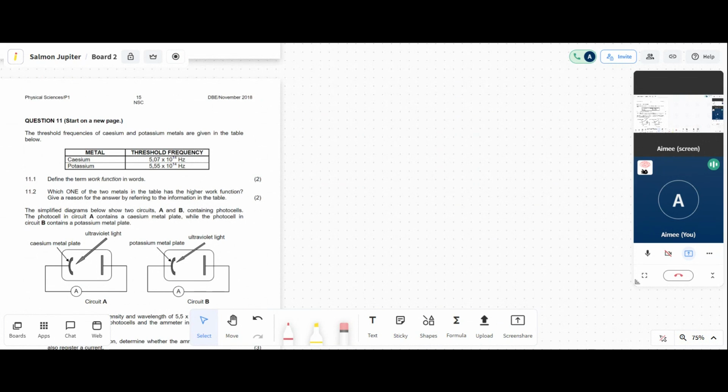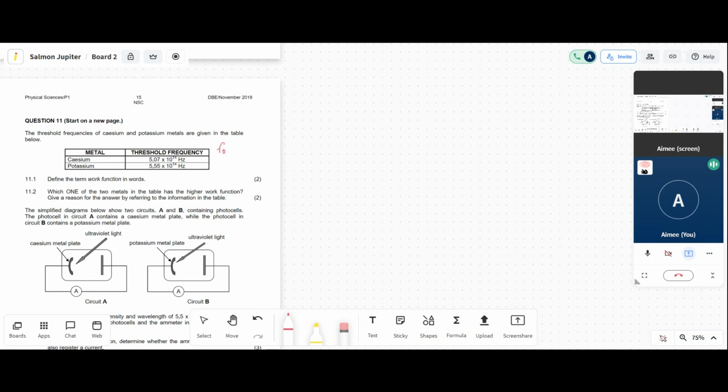First it says, the threshold frequencies of cesium and potassium metals are given in the table below. So there's your threshold frequency. Obviously, you know that the symbol for threshold frequency is f0. Okay? So we have a look at the first question. It says, define the term work function in words.